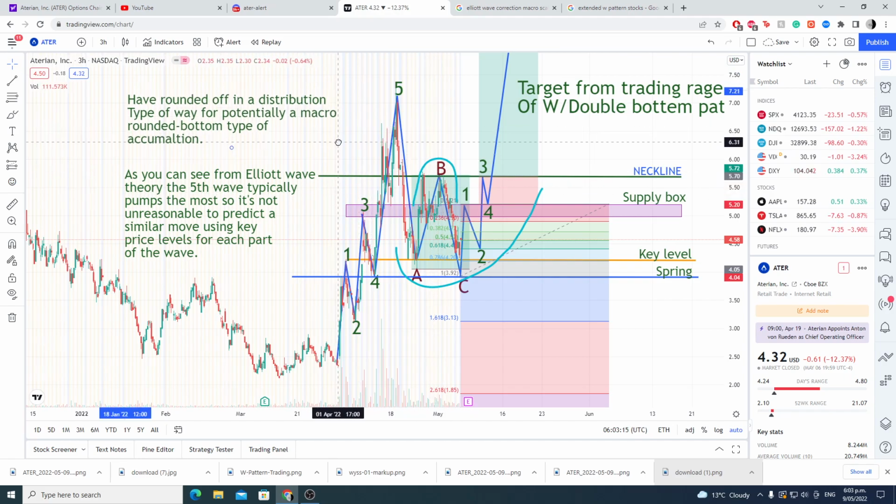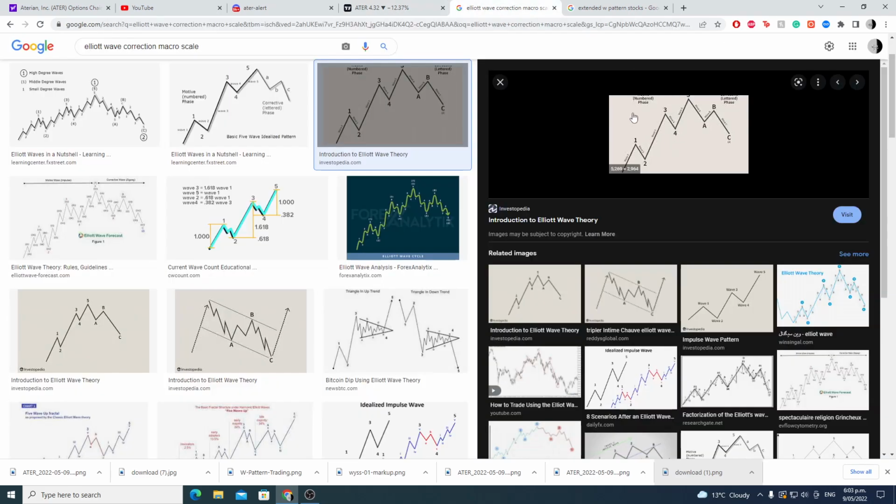Now, to start off, what is Elliott wave? Elliott wave is a pattern that looks like this. You have 1, 2, 3, 4, 5. Usually 3 is the biggest wave, but in some cases it's not. And you have an ABC correction.